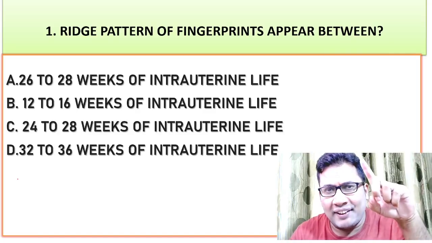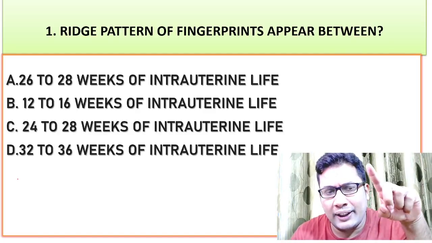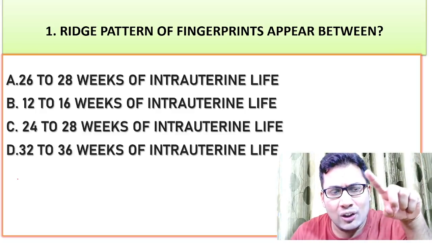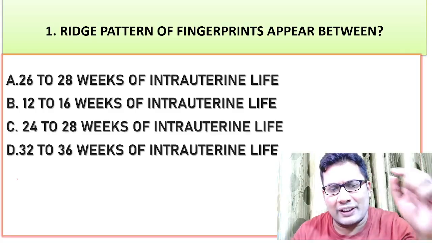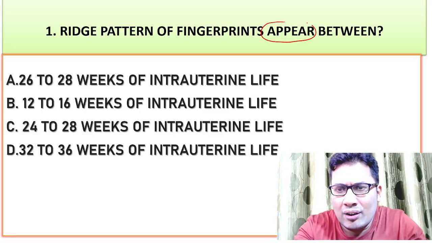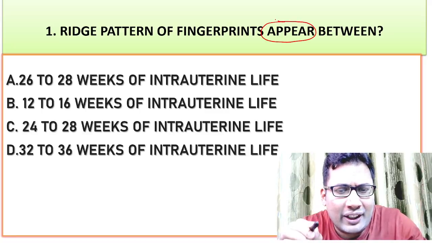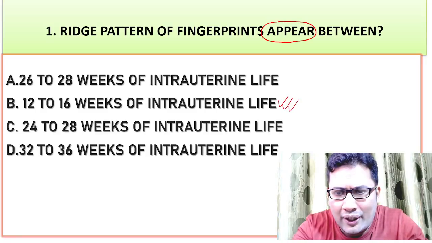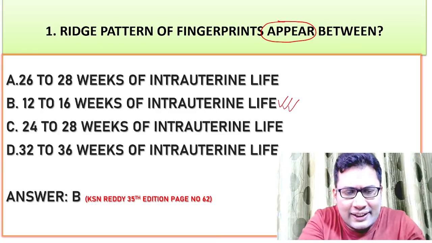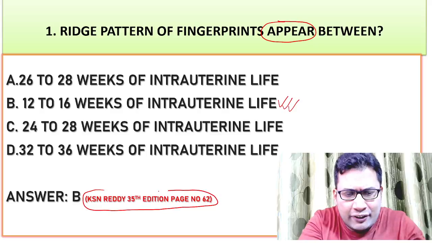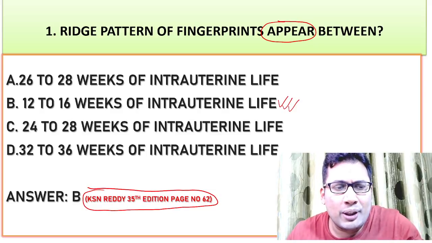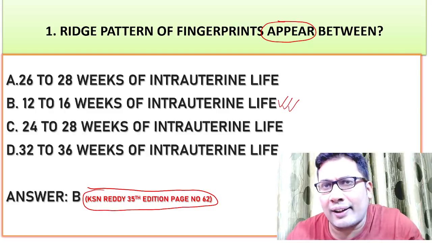Option A 26 to 28 weeks, option B 12 to 16 weeks, option C 24 to 28 weeks, option D 32 to 36 weeks. So here the question is appear between. Whenever the question asks appear between, your answer should be 12 to 16 weeks of intrauterine life. The reference is KSN Reddy, 35th edition, page number 62. It is clearly mentioned appear between 12 to 16 weeks of intrauterine life.